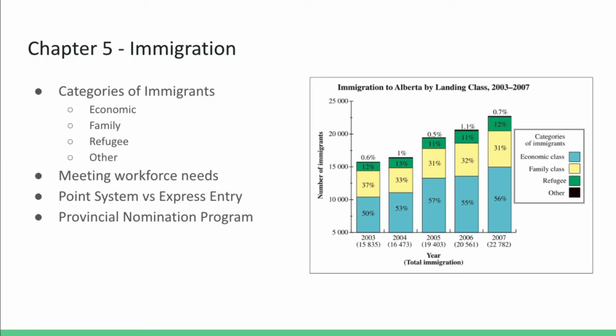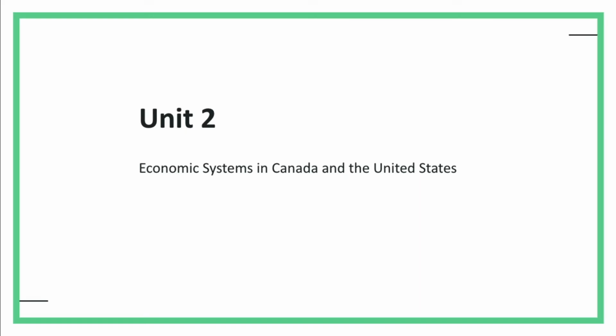We introduced the express entry system. The textbook talks about the point system, know the differences. And then finally, we ended off with the provincial nomination program. This brings us into unit number 2, economic systems of Canada and the United States.